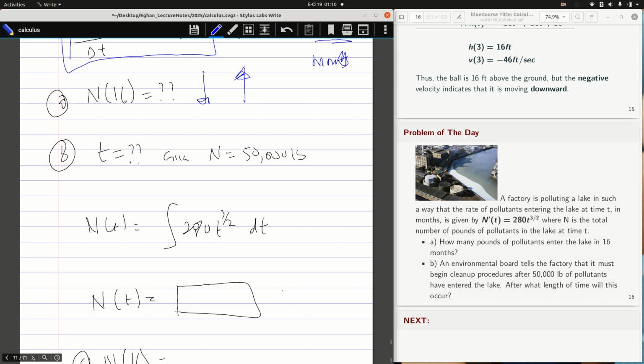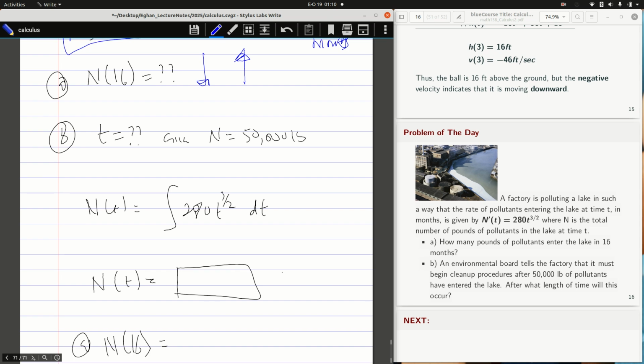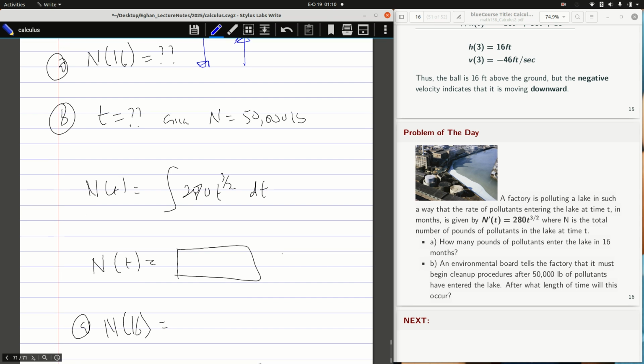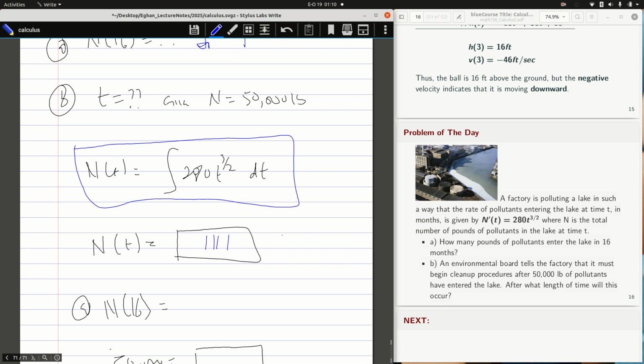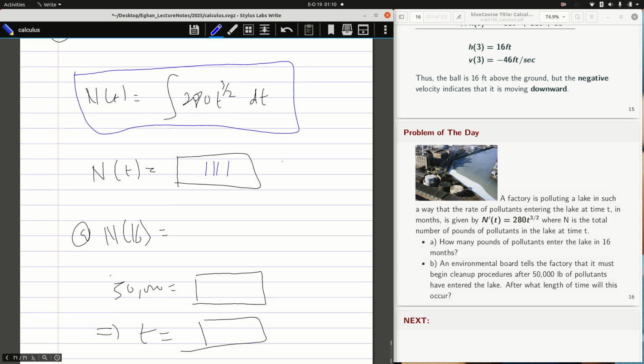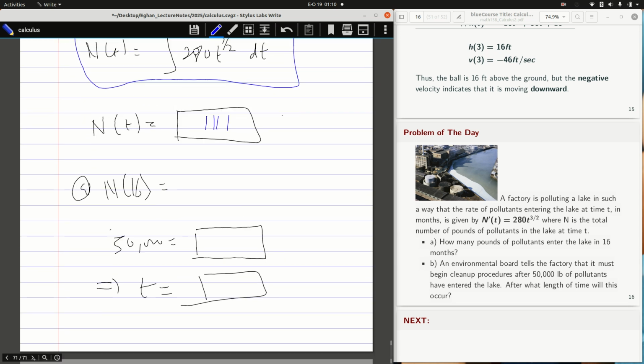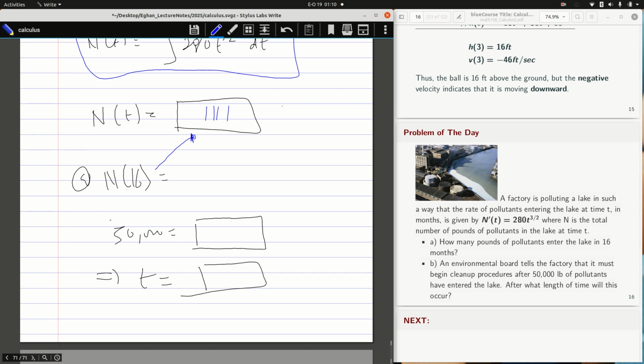Okay, so let's see how we can solve the problem. If I want N of t, it means I have to integrate my small change function, and you can simply get your answer here. As simple as that. Then you can find the pollutant after 16 months by substituting 16 into whatever function you get here. Now the next question. N of t has been given to me as 50,000, with whatever function you get here. It would always be in terms of t, and you're asked to find t.